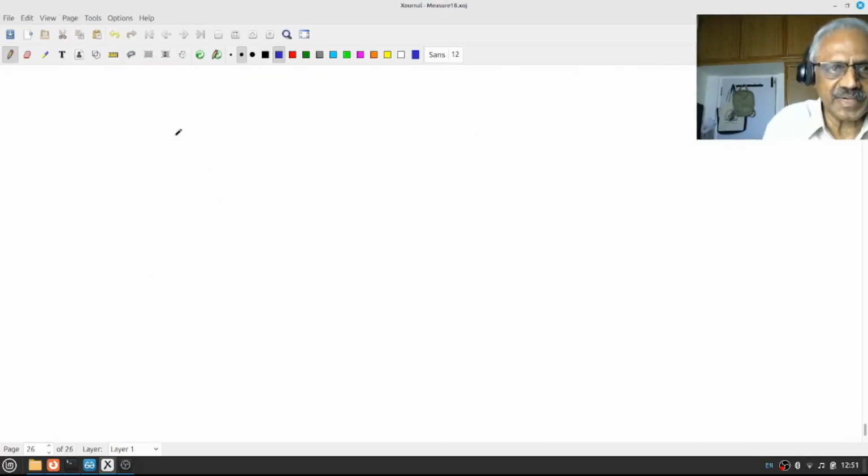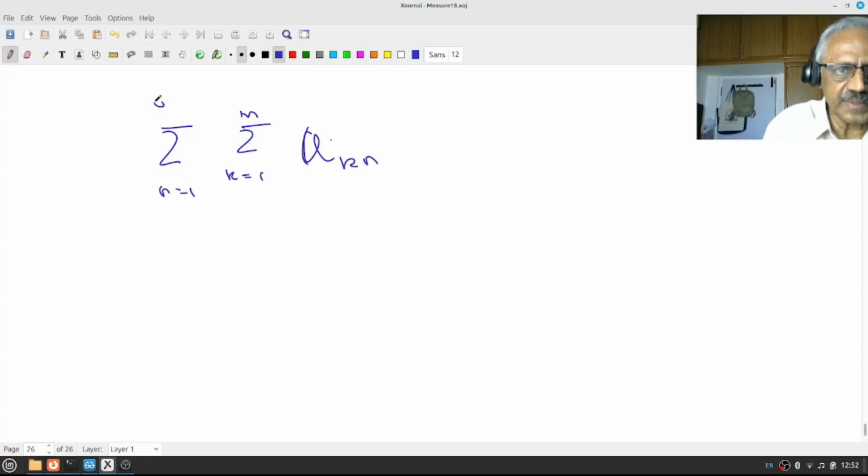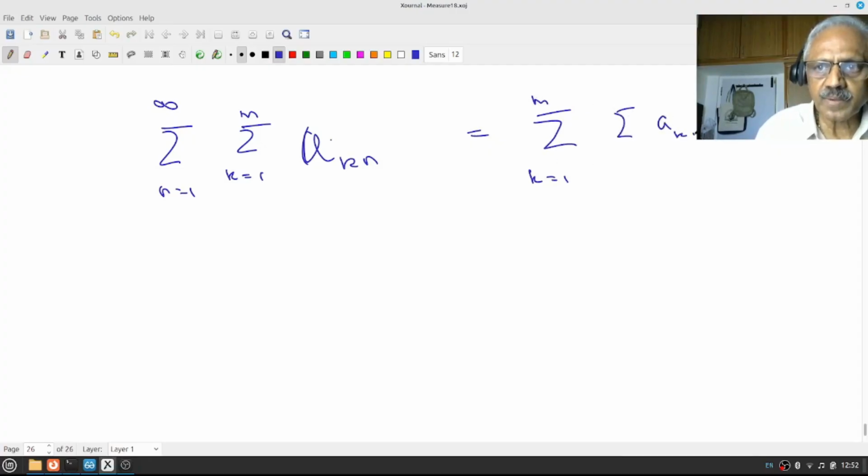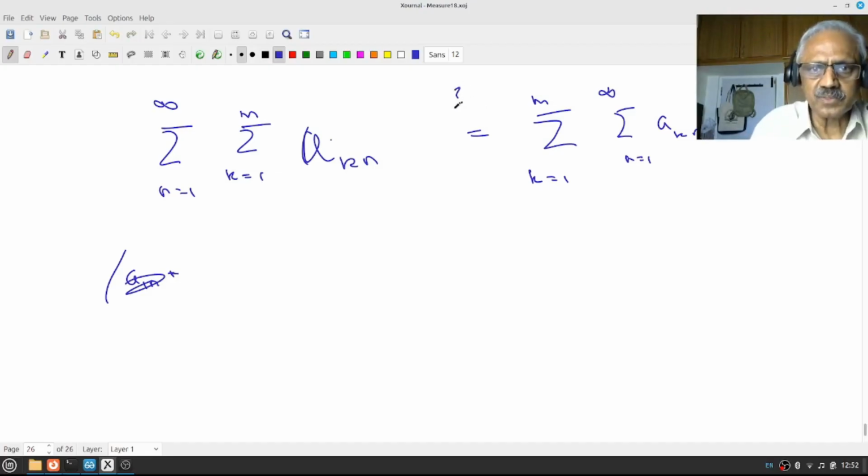If the terms are non-negative, we want to say that summation over k equal to 1 to m of a k n, n equal to 1 to infinity, is the same as summation over n equal to 1 to infinity of summation over k equal to 1 to m of a k n. You should understand what you are doing. Please understand. This means this is the sum. Okay, this is the question.